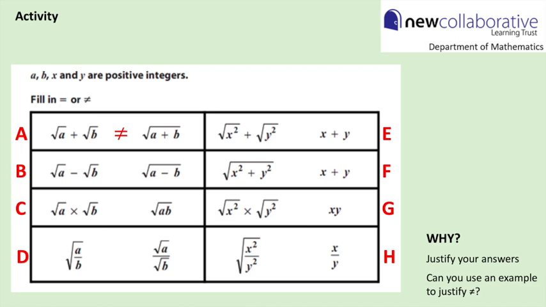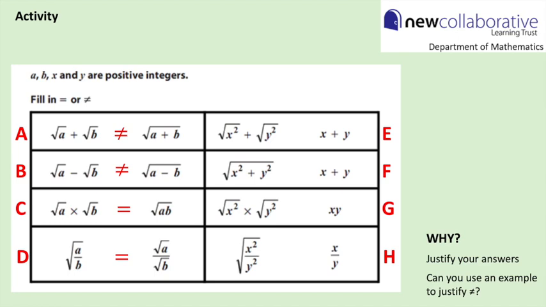Similarly, you can use an example to show that B is also not correct. C, however, is correct, and when we're multiplying two surds together, we can simplify them in that way. So we have the square root of A multiplied by the square root of B, and that is always equal to the square root of A times B. And the same goes for division. If we have the square root of A divided by the square root of B, then that is equal to the square root of A over B.